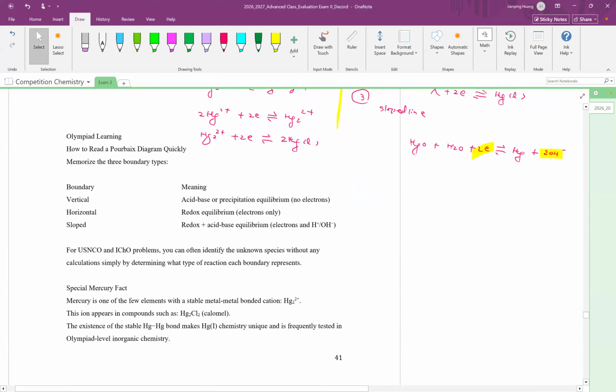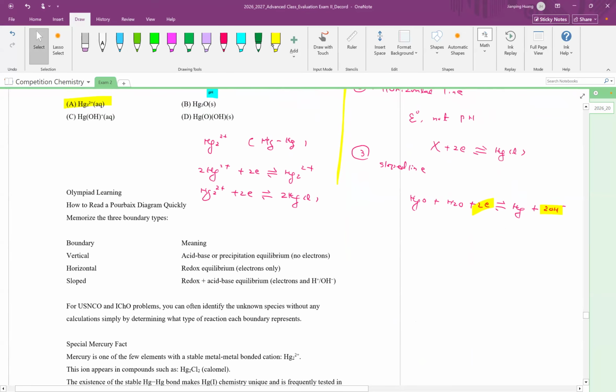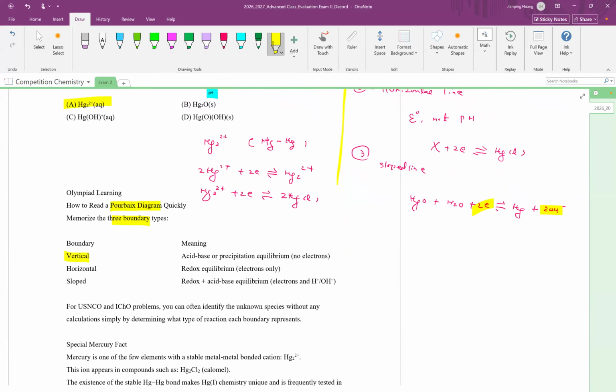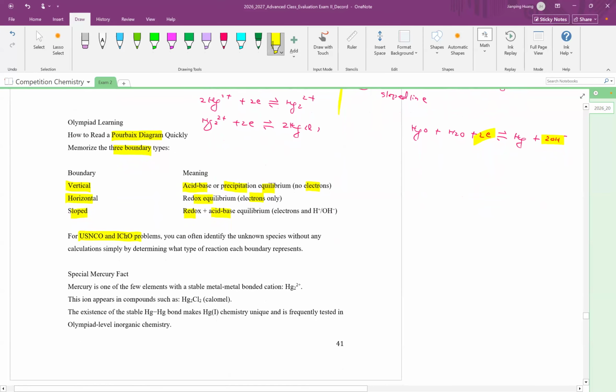See, look at here. I'm summarizing how to read the diagram quickly. Memorize this: three boundaries. The vertical line is a base precipitation equilibrium, no electron. The horizontal line is a redox equilibrium, with electrons. The sloped line is redox with a base. So for USNCO and IChO, you should be able to identify unknown species without any calculation. Do not need to do calculation.